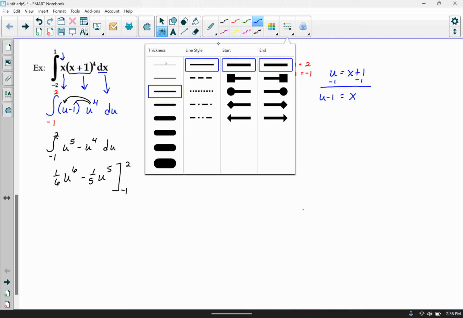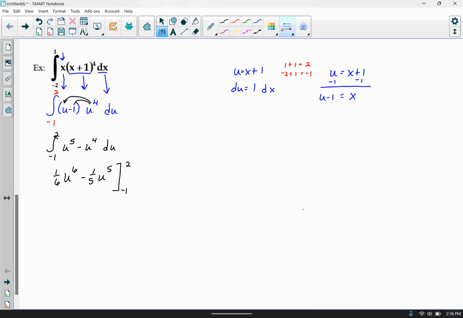We'll put in that upper bound first, so everywhere I see a u, I'm going to plug in 2. So I'll have 1/6 times 2 to the 6th minus 1/5 times 2 to the 5th. That's plugging in my upper bound. Minus, now I'll go through and plug in my lower bound: 1/6 times negative 1 to the 6th minus 1/5 times negative 1 to the 5th.